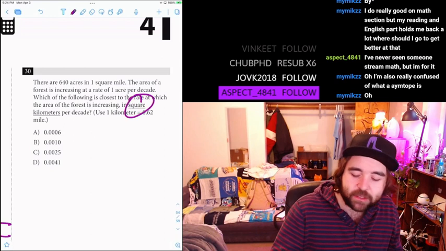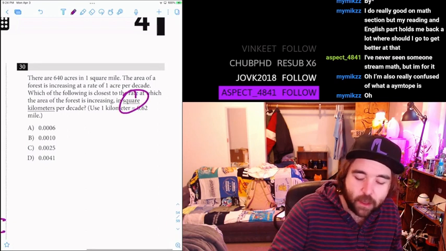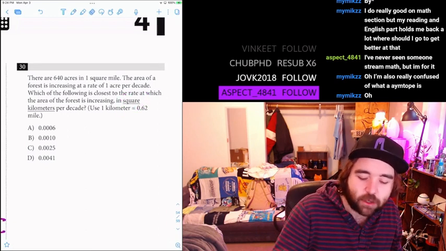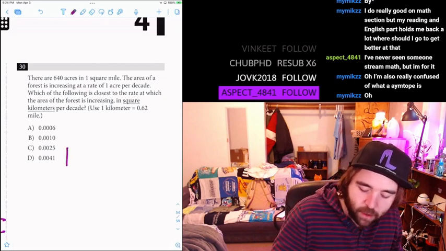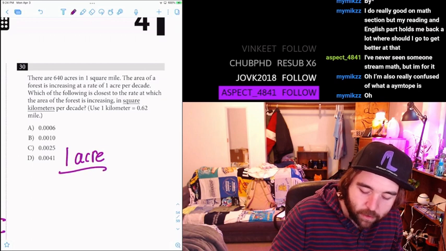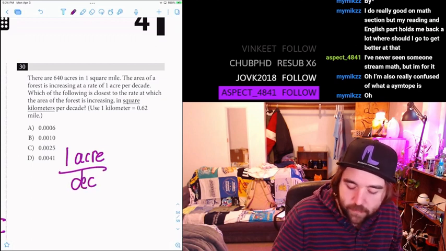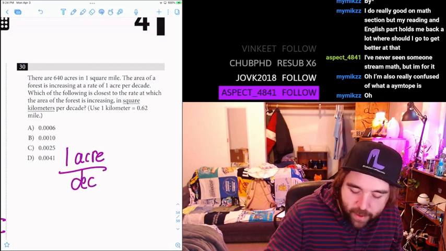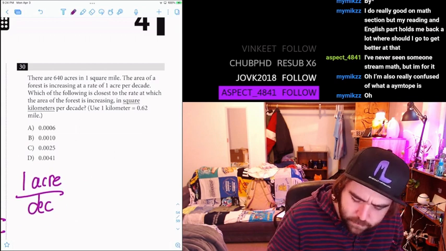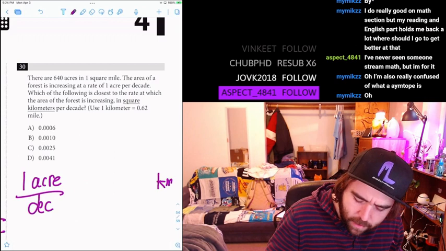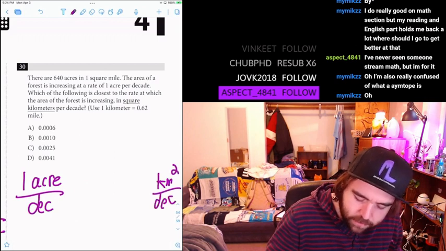It's the square that's going to be the problem we have to realize here. So this is dimensional analysis. We start with what we have. They tell us that we're going at 1 acre per decade. And what do we have to end up at? We have to end up at square kilometers per decade. So here's what's going to happen.